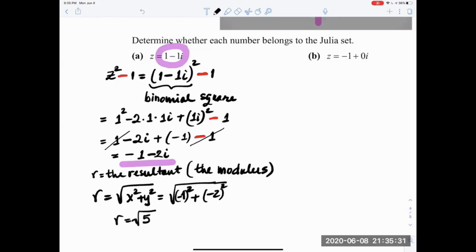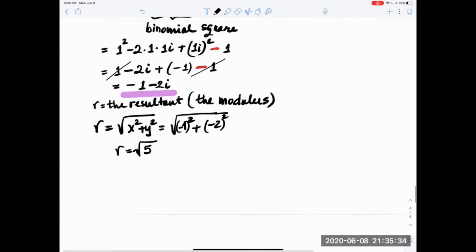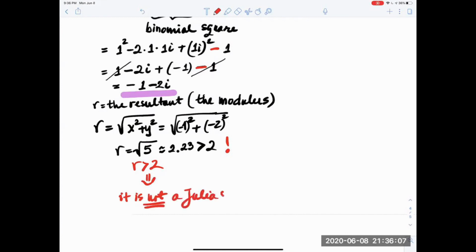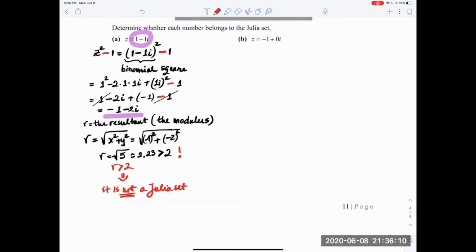At this moment, the square root of 5, which you know is a number greater than 2, right? So let's see here. Yeah, 2.23. So this is greater than 2. You're going to stop right there. You know that this is not going to belong to a Julia set. So r is greater than 2, so it is not in the Julia set. Or you can say it does not belong to the Julia set.